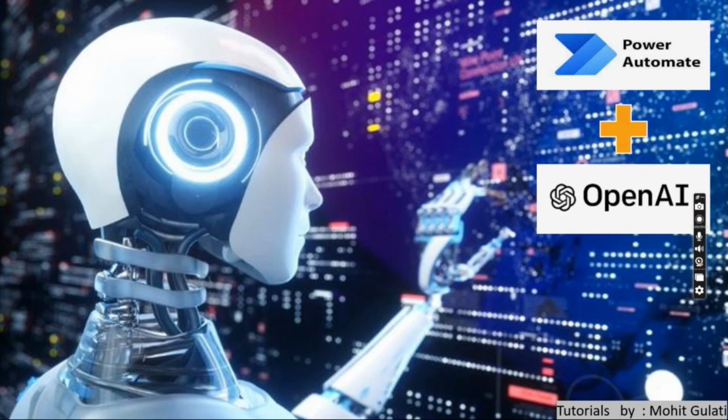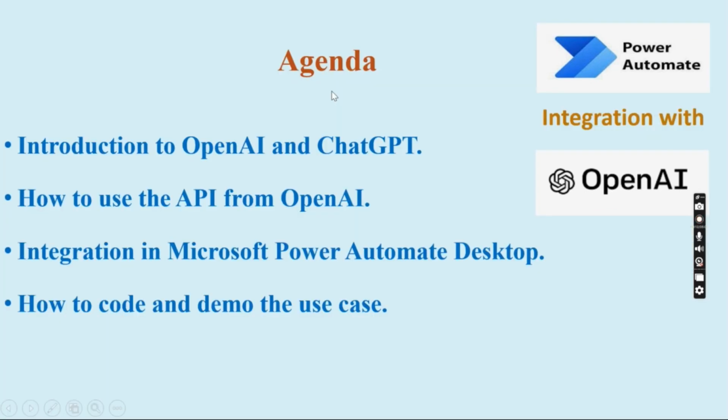Today I am going to provide you a quick tutorial on how to integrate Power Automate with OpenAI. So in today's agenda, we'll cover a brief introduction about OpenAI and ChatGPT. Then I will cover how to use the API from OpenAI and its models, how to integrate Microsoft Power Automate with OpenAI using APIs, and then we'll perform a small demo on the use case.